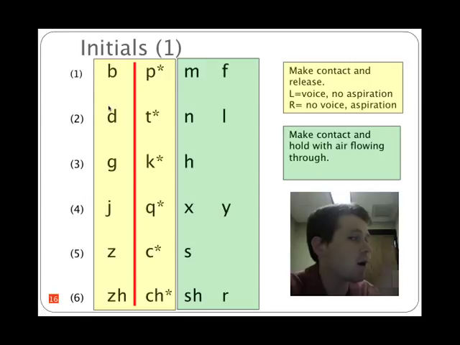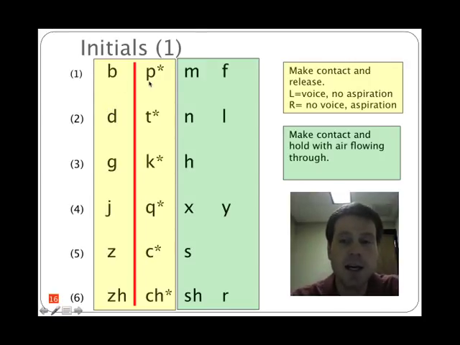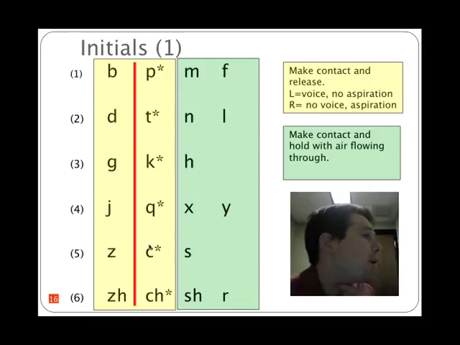There's no puff: b, d, g, z, j. All of these use the voice. On the right hand side, on the other hand, if you don't pronounce the vowel sound, just these initial sounds don't use the voice and they are aspirated with the puff of air. P, t, k, ch, ts.